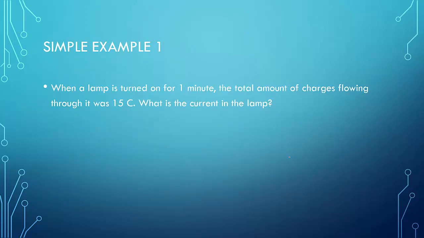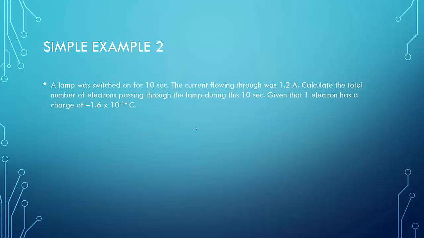Let's just do some simple calculations. When a lamp is turned on for 1 minute, the total amount of charge flowing through was 15 coulombs. What is the current in the lamp? We just apply the formula: current equals charge divided by time. So it's 15 C divided by 60 seconds, because again, time in this case is in seconds. So 0.25 ampere.